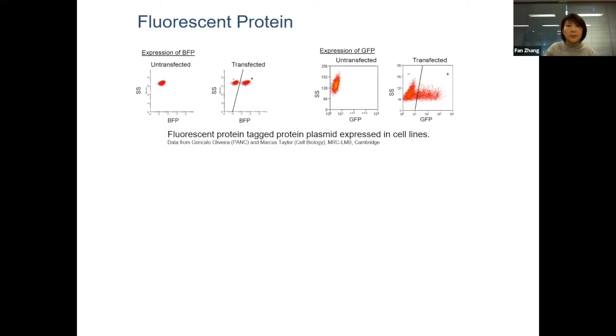So these are some examples of flow cytometry applications that have been done by LMB scientists. We can see the blue fluorescent protein and the green fluorescent protein that are fused to a protein plasmid report the protein expression level in cell lines. Some cells are more homogeneously expressed than the others.